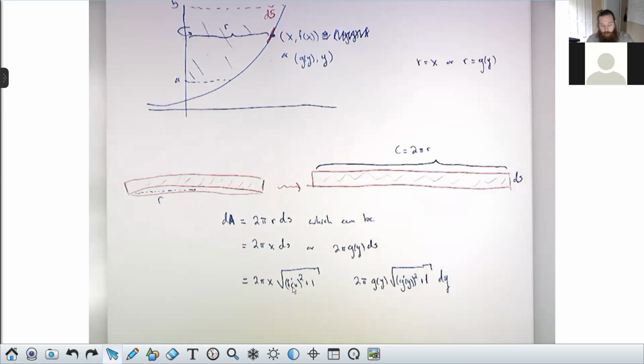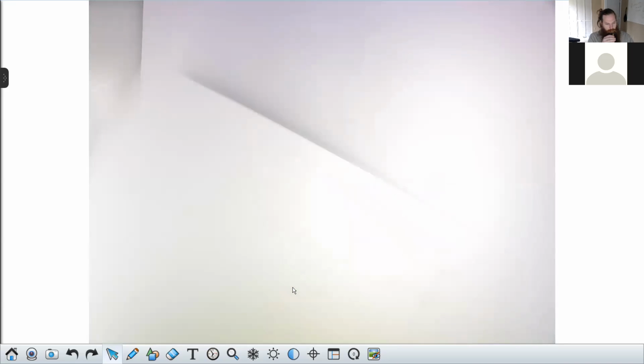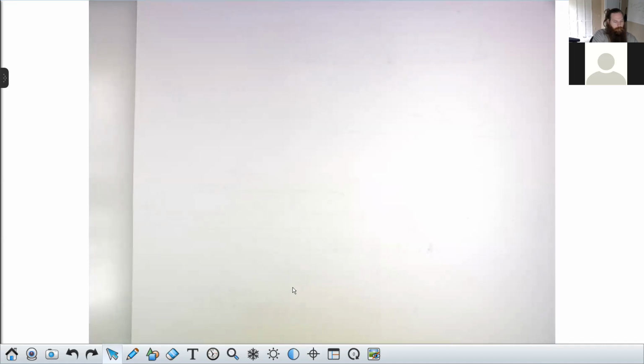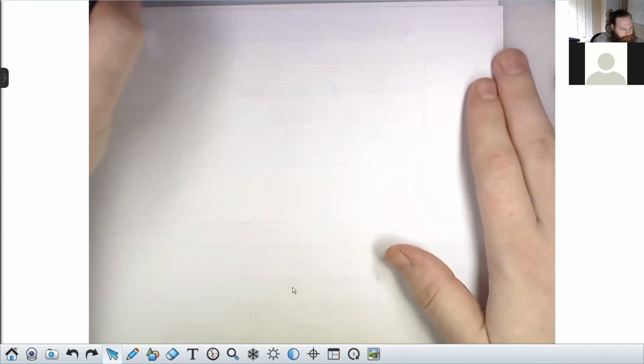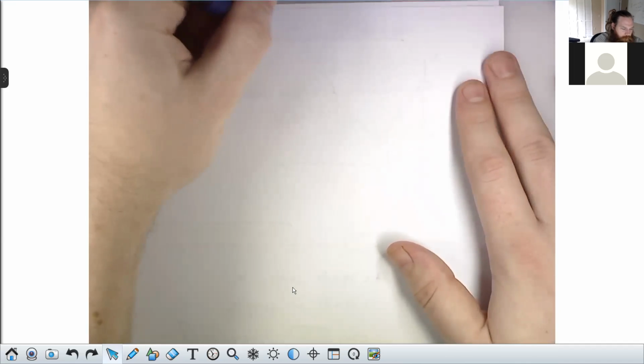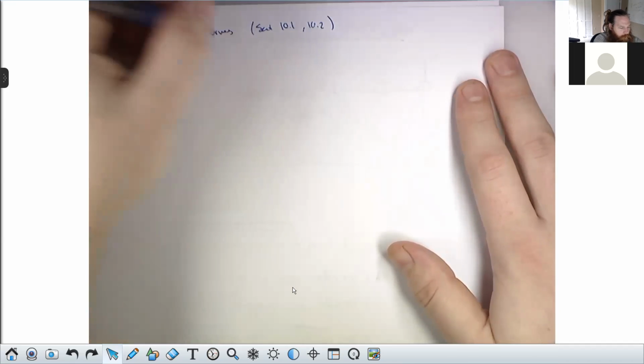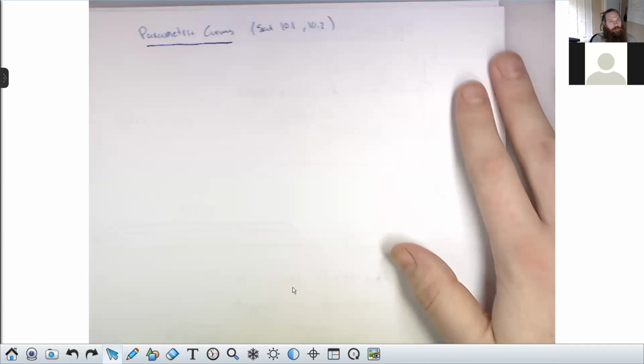Okay, today though, we're going to start talking about some much cooler stuff, in my opinion. Today we're going to talk about parametric curves. Officially, this is section 10.1. We may get to 10.2. They're both on parametric curves.